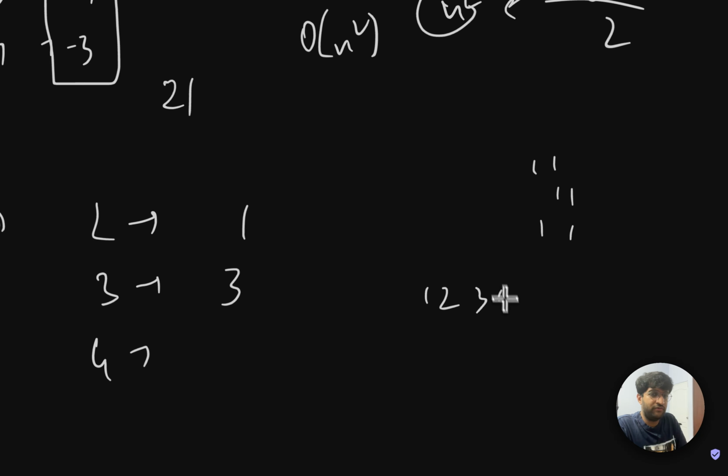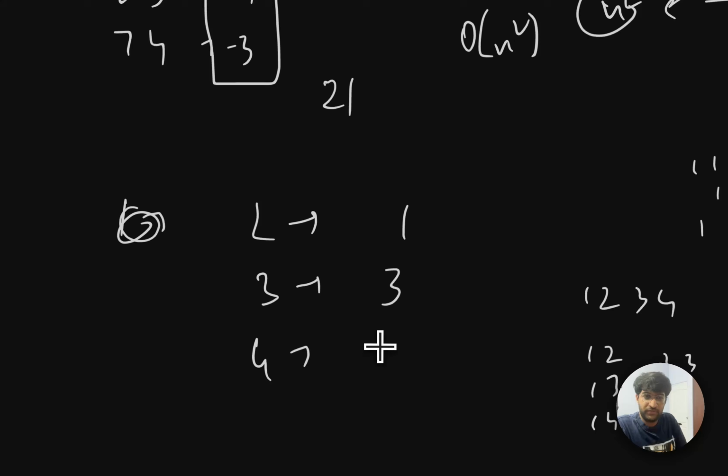Let's take 1, 2, 3, 4 as the 4 digits. So it'll be 1 and 2, 1 and 3, 1 and 4. 2 and 3, 2 and 4. 3 and 4. So we have 3, 4, 5, 6. Okay.